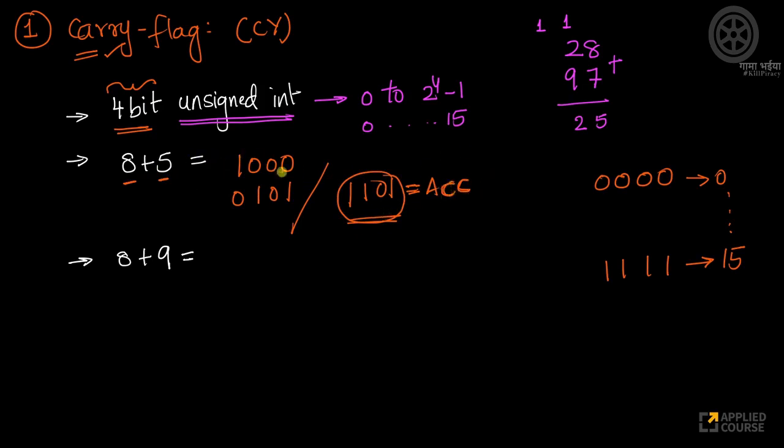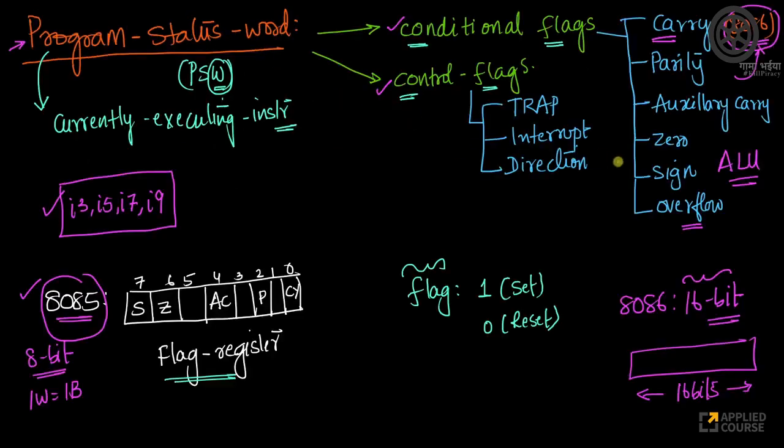Now, is there any carry here? Carry from this most significant bit. This is called the most significant bit, and this is called the least significant bit, right? So from the most significant bit, is there any carry? There is no carry. So in this case, my accumulator will contain 1101 and my carry flag will be set to 0. Remember, carry is one of the flags, one of the 9 flags in the 8086.